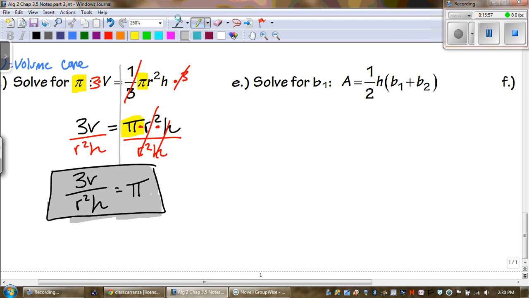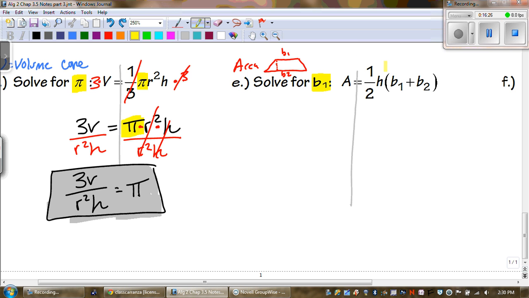Letter E. Okay, we're talking about A is area, and for this specific example, we're talking about the area of a trapezoid. Remember, we've got the height going down, the base 1, and the base 2. This wants us to solve for the base 1.